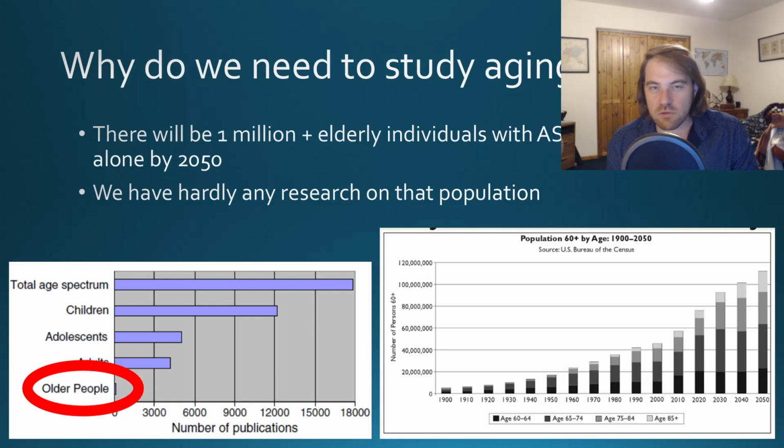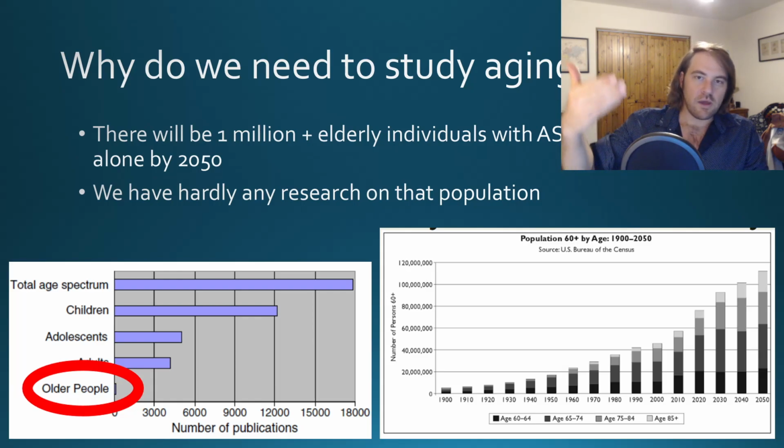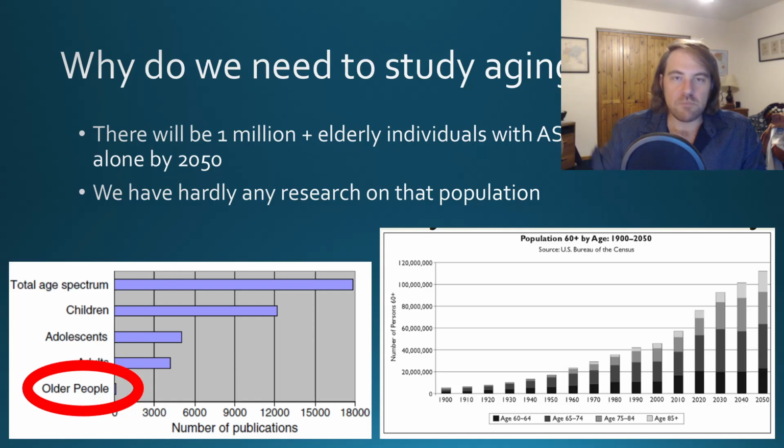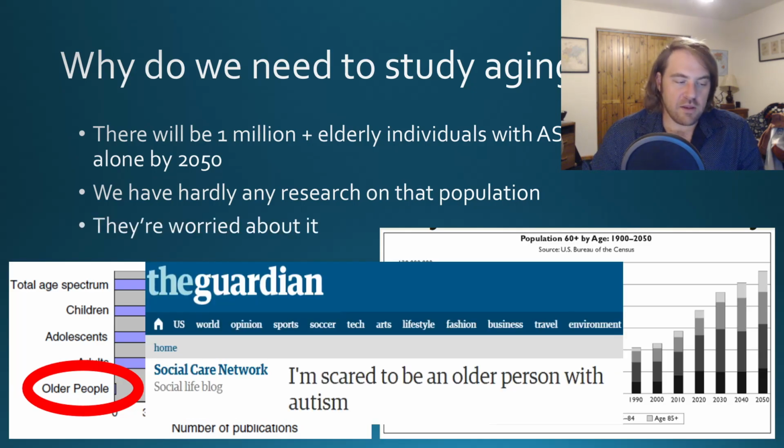We don't know if there's issues, cognitive issues, social issues, anything that we should be looking at to try to help as clinicians. We don't know because they're not a population of people who have been studied well. In addition to that, people who have autism themselves are worried to get older. A lot of people with ASD rely on their family and other social support networks to live as they're aging. They rely on parents. They rely on brothers and sisters, possibly cousins.